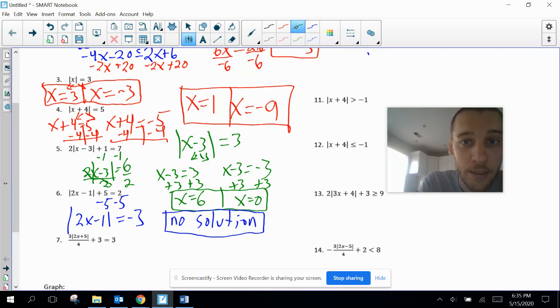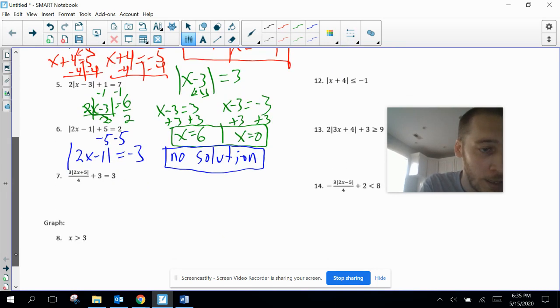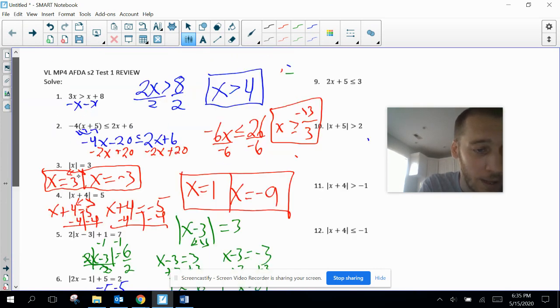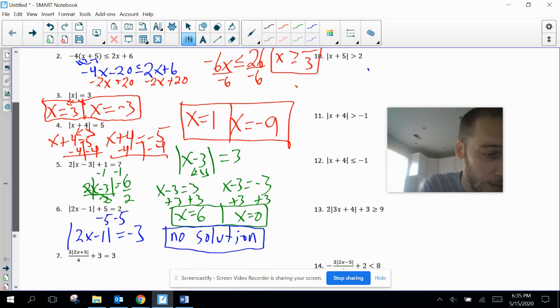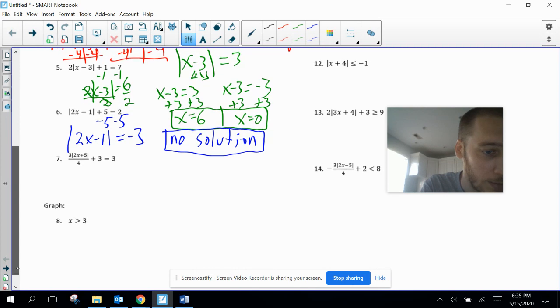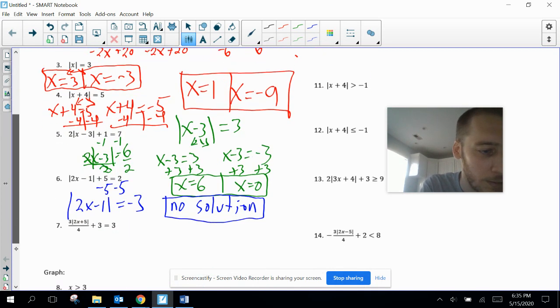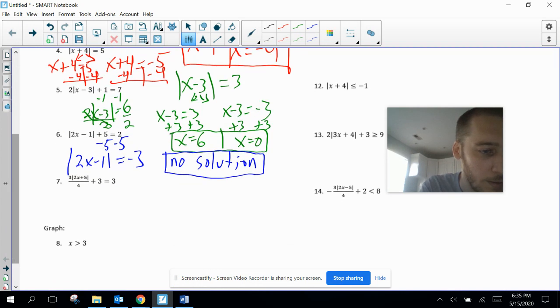Number 7, trying to get the bars by themselves. We just got a few things wrong. We have to do one step at a time. I'm going to subtract 3 and then multiply by 4. And then please do what I asked. Okay, subtract 3. Subtract 3, times 4, and then divide by 3. So subtract 3 on both sides.